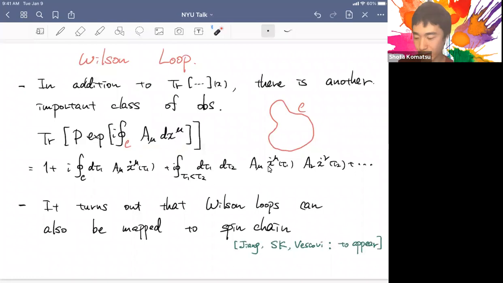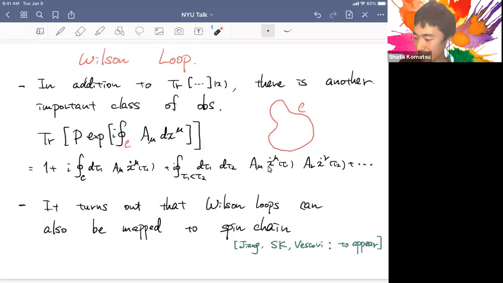Okay, so let me now talk about a slightly different object, which is more related to what I was working on. So far I was talking only about the two-point function of local single trace operators, which are of this form.